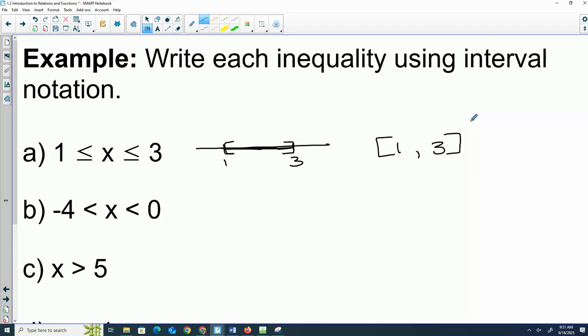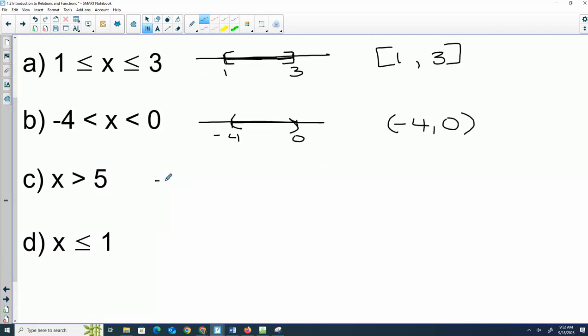All right, the second one. How would I write this one? Parentheses. It's saying x is between -4 and 0, but not equal to, so it's parentheses instead of brackets. So it's just parentheses, -4 comma 0, another parenthesis. If I said x is greater than 5, so not equal to, that means a parenthesis. Greater is going to the right, so it's everything bigger. How do we write that? And both the 5 and the infinity get parentheses.